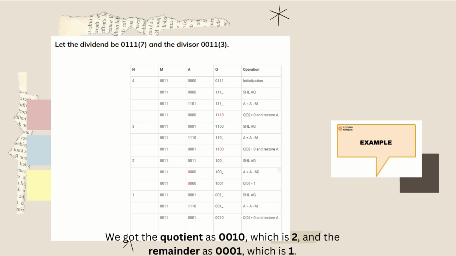Because the counter is 0, stop the process. So what happens at the end: Q holds the quotient and A holds the remainder. So Q is 0011.